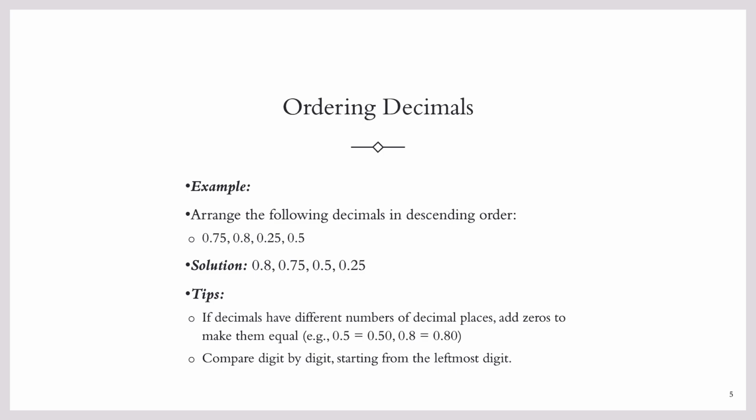So we can now start comparing them, and we are going to compare digit by digit starting from the leftmost digit. Since we are talking about descending order, we are going to find the highest value, which is 0.80 in our case. So 0.8 becomes the first value, then we have 0.75, then we have 0.5, and then finally 0.25.